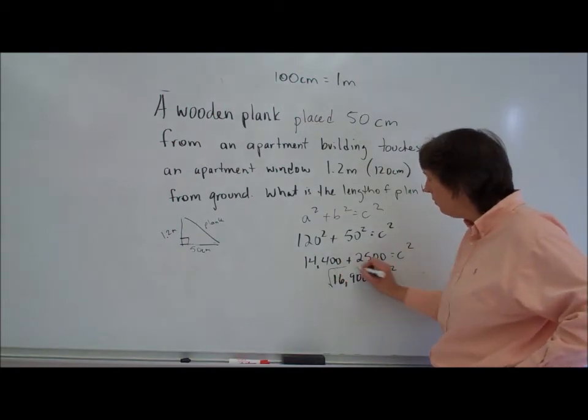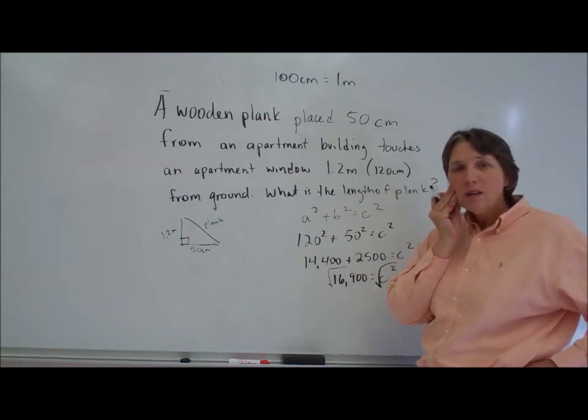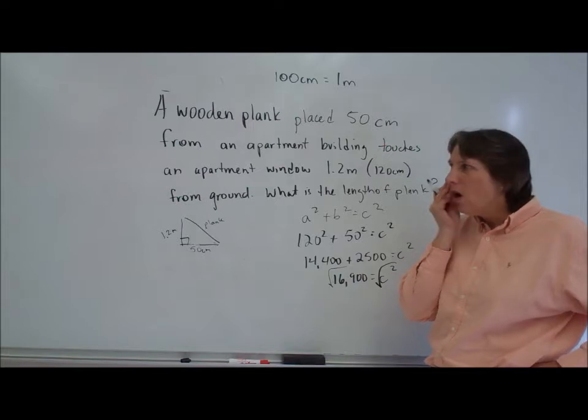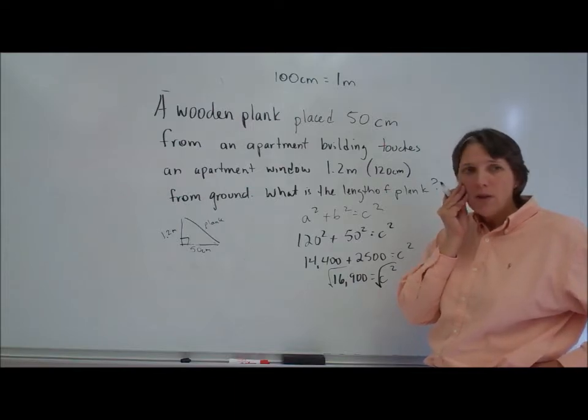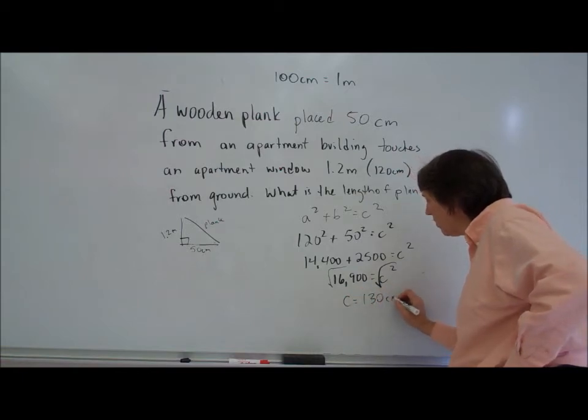Now, in order to find the measurement of c, I have to take the square root of both sides. Normally when we take the square root of both sides, we have to get the positive and negative root. But we're talking about a measurement here, so we only want the positive root. It comes out as c equals 130 centimeters.